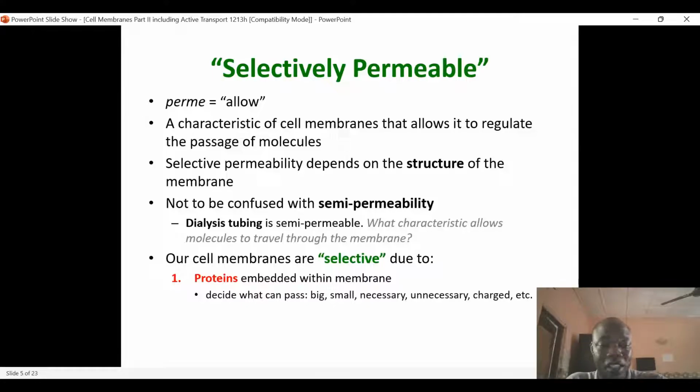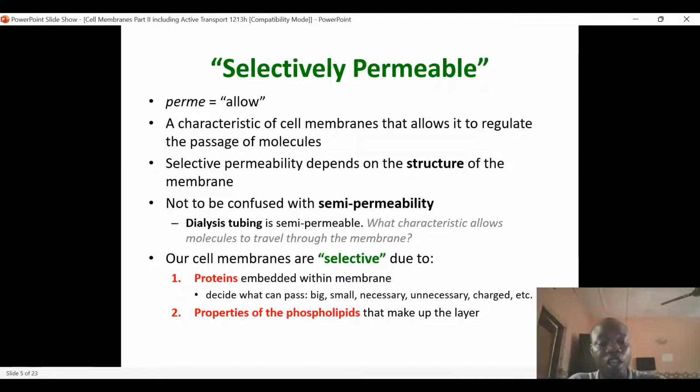This decides what can pass, whether it is big or small, whether it is necessary or unnecessary, whether it is charged. So the proteins determine what would get in or out of the cell based on its nature. It may be big, it may be small. The proteins will actually screen whether the molecule is even necessary or unnecessary to get into the cell. Is the molecule charged or uncharged? So it's the cell membrane.